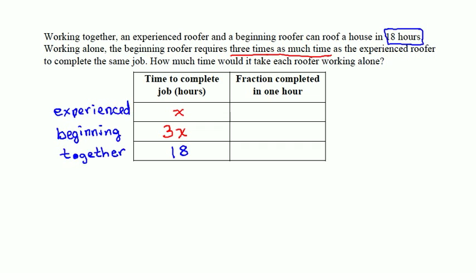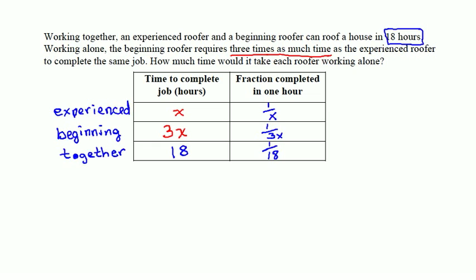Now, the way that I go from here to the fraction completed in 1 hour is by taking a reciprocal. If the two of them working together complete the job in 18 hours, then that means the two of them working together would complete 1/18th of the job each hour. So following that pattern with my variable expressions, which are less intuitive, I would go ahead and make these into 1 over x and 1 over 3x respectively.